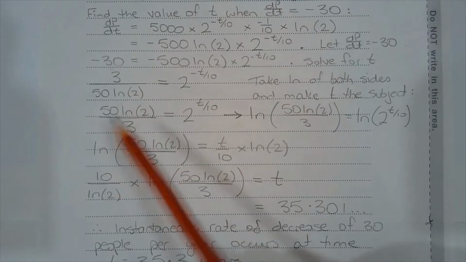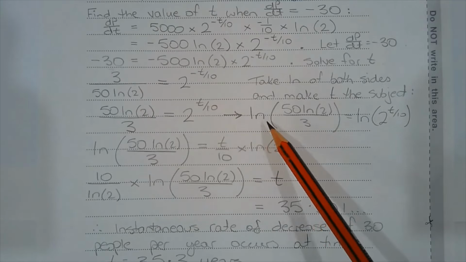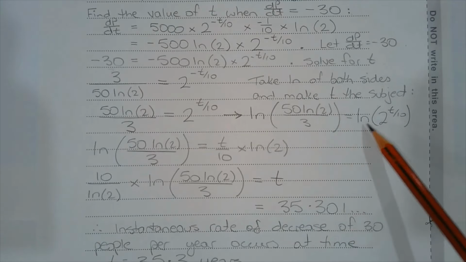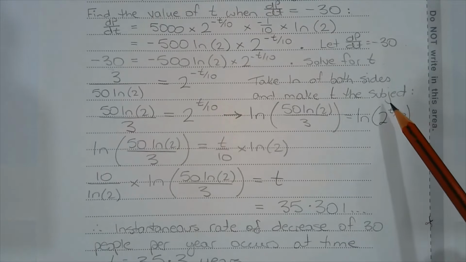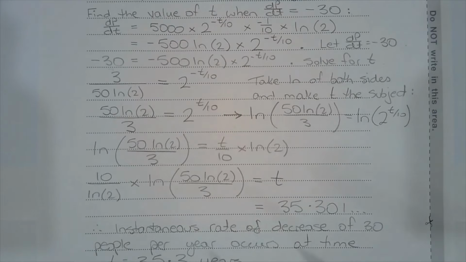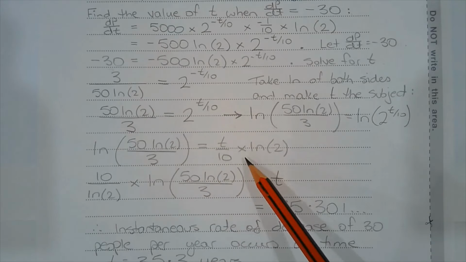Now taking the log of both sides, and I've chosen the natural logarithm, the ln. So ln of 50 ln of 2 over 3 is equal to ln of 2 to the power of t over 10. So I'm going to use one of the logarithm laws to bring t over 10 to the front. So ln of 50 ln of 2 over 3 is equal to t over 10 multiplied by ln of 2.